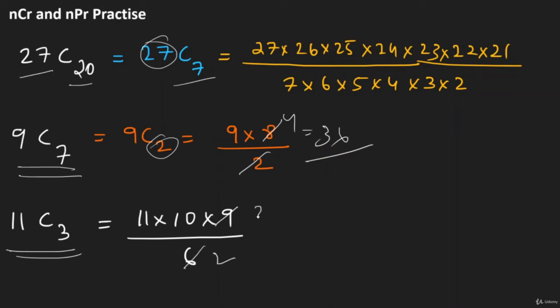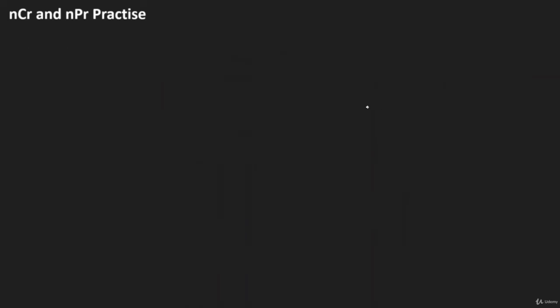That would be 15 into 11, right? That's 165. All right, let's do some more questions. Say we want to find 7P3. Remember, what's the formula for nPr? It's equal to n factorial by (n minus r) factorial, right?